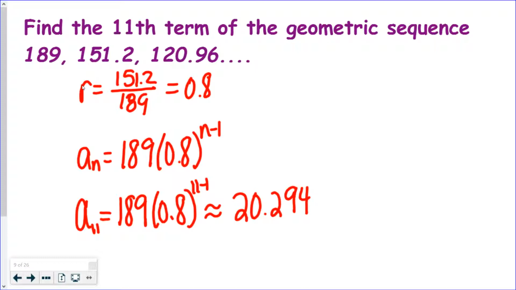All right, that is it for writing explicit and recursive form. Next video will be today's stuff where we talk about geometric series.